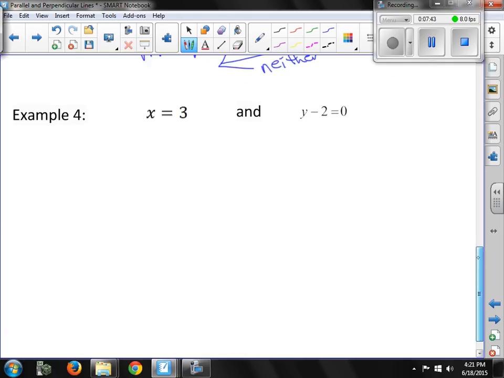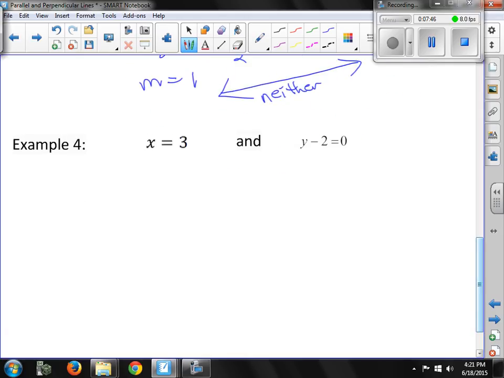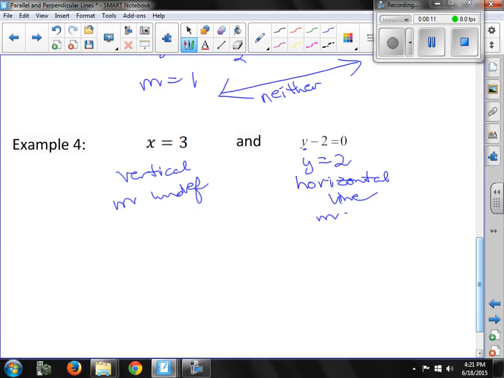Okay, this one last example. This does not have a y in it. It's only one variable. So I know this is a vertical line, and its slope is undefined. If I solve for y here, y equals 2. There's no x in it, so I know this is a horizontal line. The slope of horizontal lines is always 0. Now, when I compare these two, since one is vertical and one is horizontal, they are perpendicular.